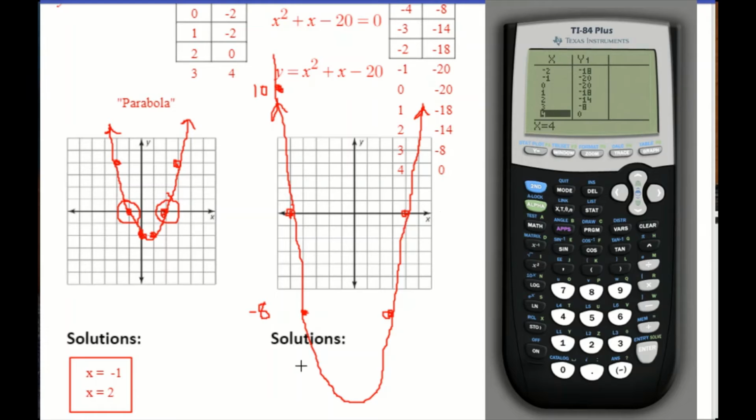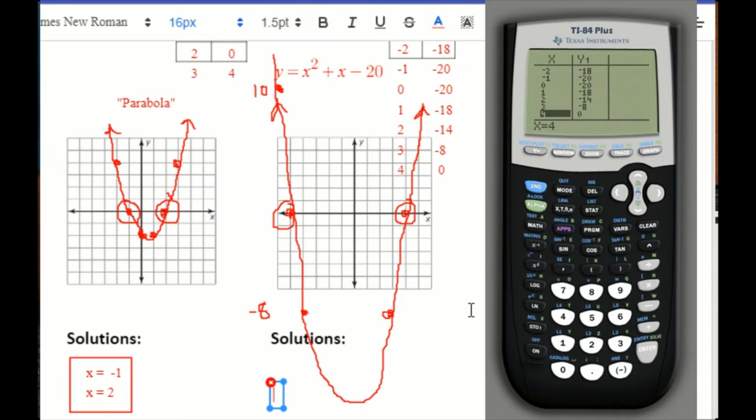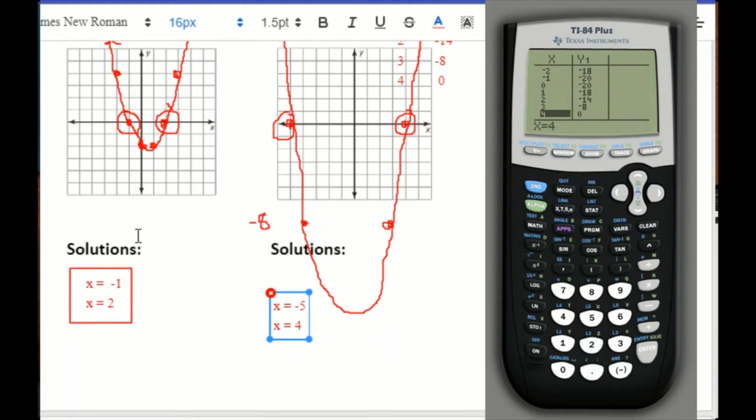The solutions here are going to be where we find the x-intercepts. Hopefully you're starting to catch on to that by now. So -1, 2, 3, 4, 5. We've got x equals -5, and we've got x equals 4 as our two solutions. Okay, hopefully there's not too many of those. I like it when they fit on the graph a little better. But those are going to be our solutions for this number 2 here.